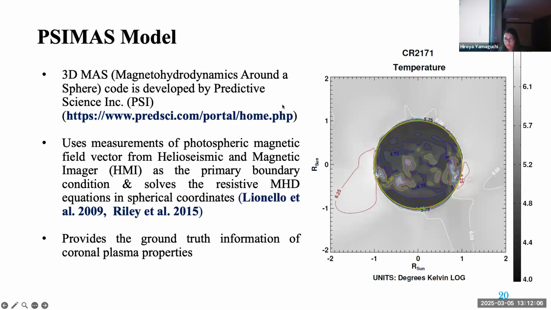It is a 3D MHD code, and it basically uses measurements of the photospheric magnetic field vector from HMI as the primary boundary condition, and then solves the MHD equations in spherical coordinates. It basically gives us ground truth information of coronal plasma conditions. And so far, it has been able to predict the conditions of the solar corona prior to the solar eclipse. So this is a very good model to start with. And this is an example of a slice of the temperature map, how it looks like.